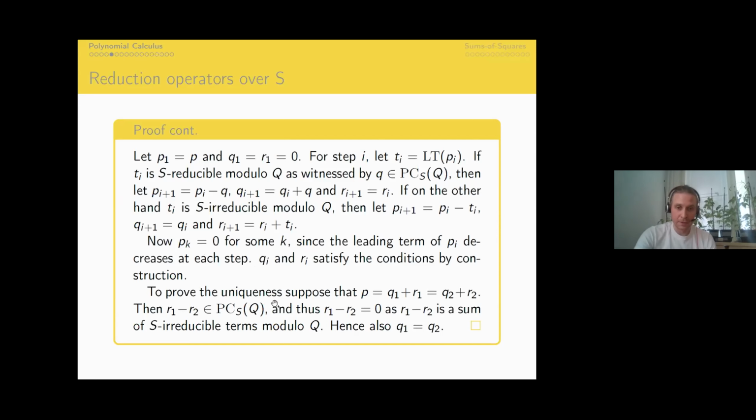So supposing that you'd have two different decompositions, then you have that R1 minus R2 is provable. But this R1 minus R2 is a sum of irreducible terms. So if it's provable, it must be the empty sum of irreducible terms. So it's 0. So R1 is equal to R2, and hence also Q1 is equal to Q2. Okay.